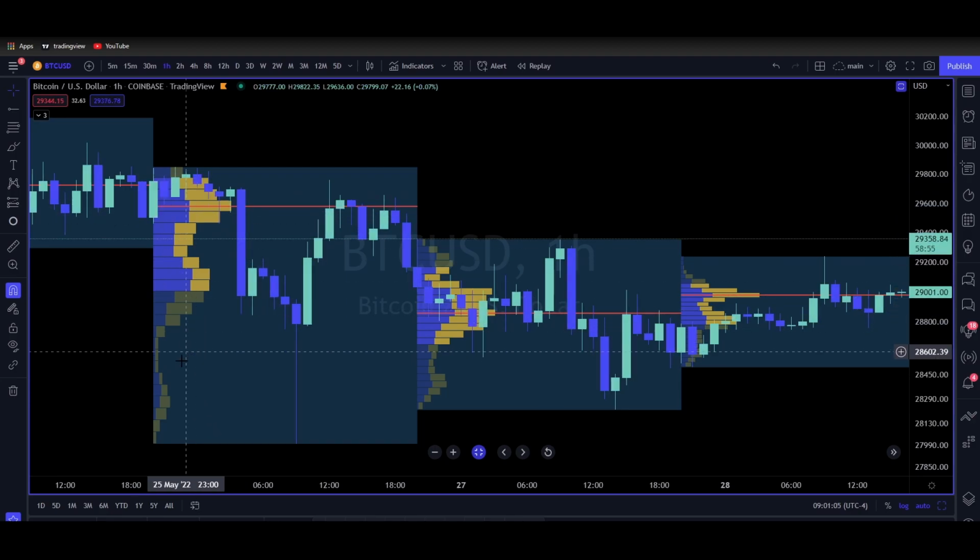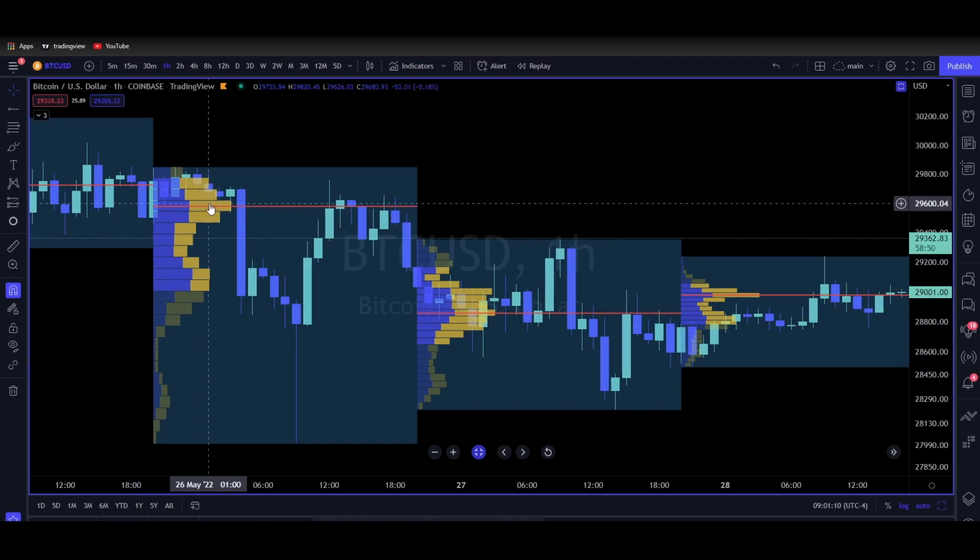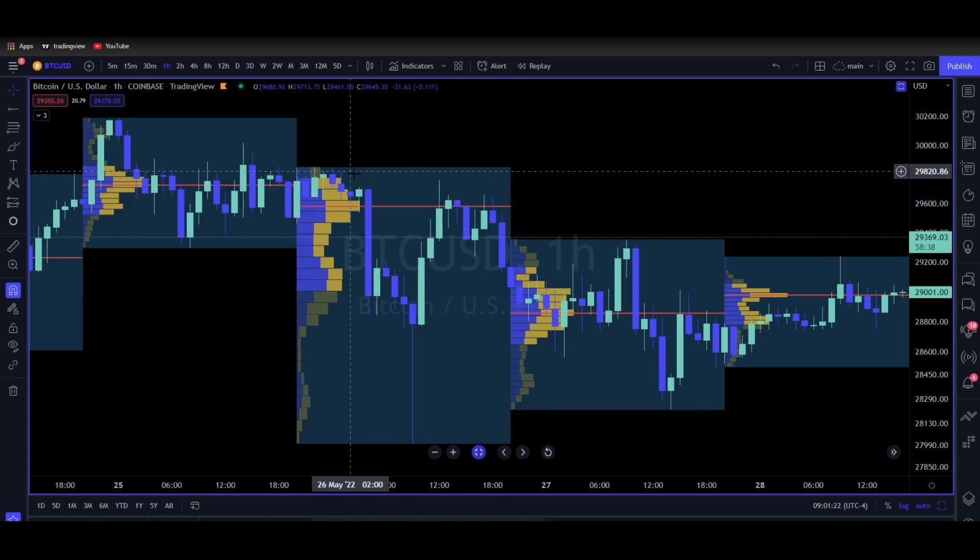So to be honest with you, I wish they would have just left this one color. It would have been a lot easier. But we do know that the majority of the volume traded there, whether it's buy volume or sell volume, that's where it is. That's important. We'll talk about that a little bit later.